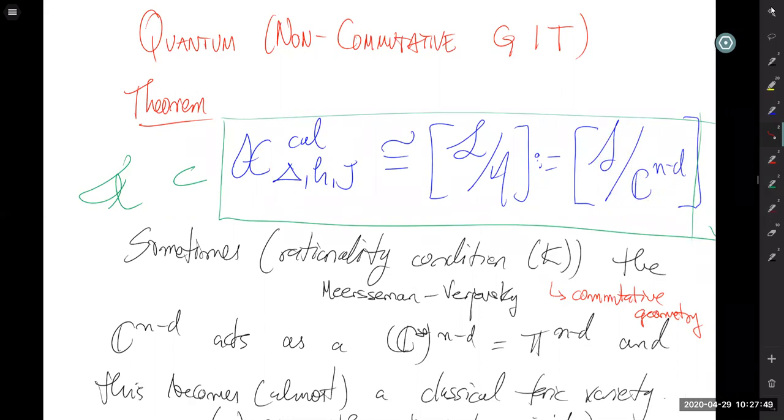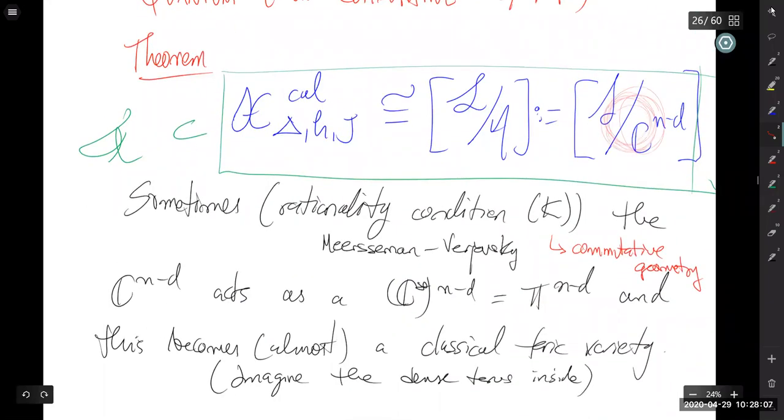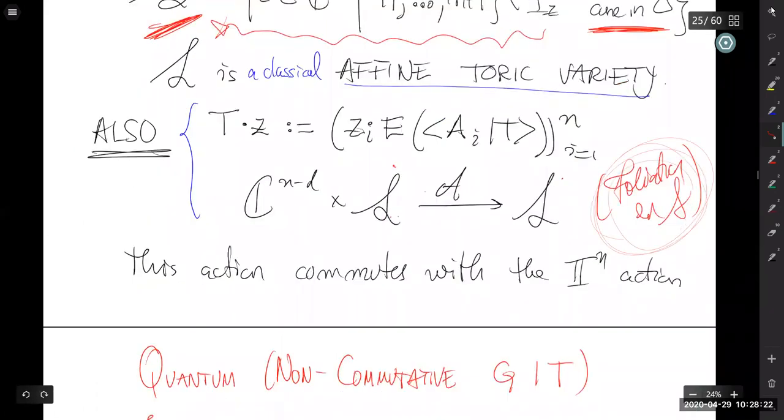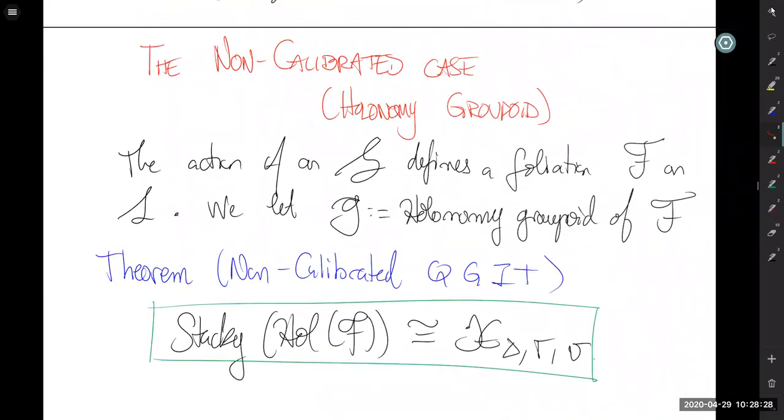But you could ask yourself about the non-calibrated case. Why not? From a certain point of view, it may seem more natural, although as things progress, the calibrated case seems more and more natural. But for the non-calibrated case, rather than thinking of this as a group action, as an abelian complex holomorphic non-compact group action on S, you can think of it as a foliation on S, where you forget the group action and you just remember the foliation. It's a holomorphic foliation, and so it has a holonomy groupoid.